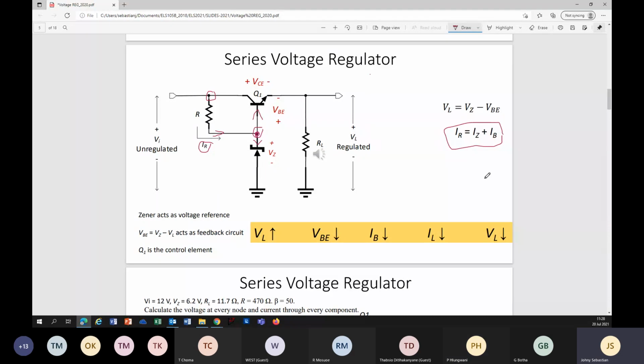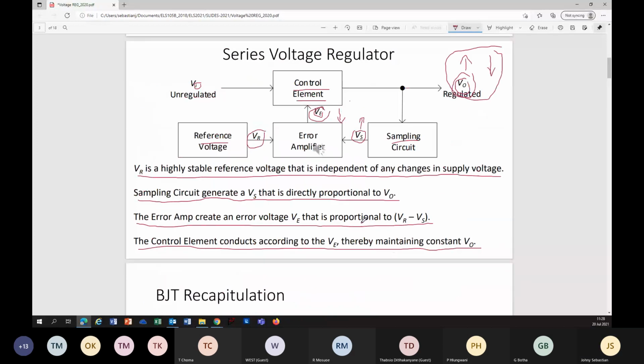These things are quite simple because we are not using any complicated concepts here. The points: Zener acts as a voltage reference. Look here, we have a voltage reference there. Zener acting as the voltage reference. That is, we are comparing.